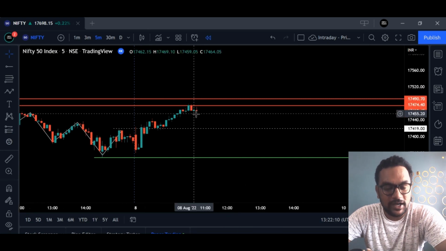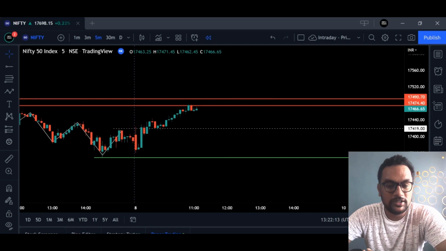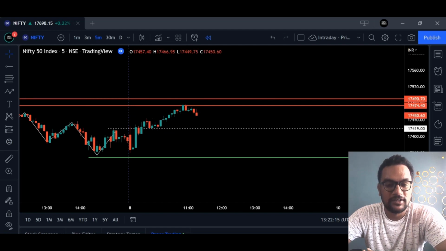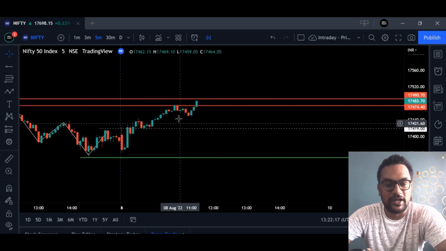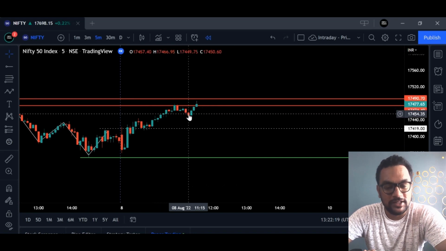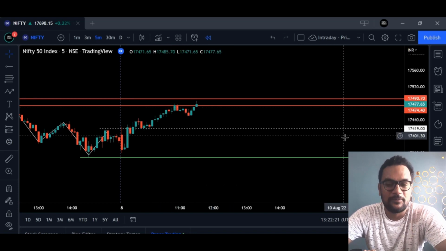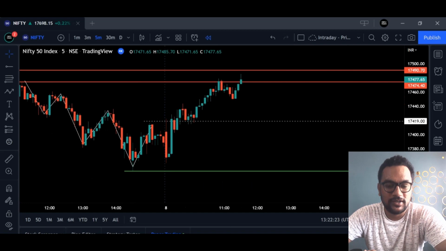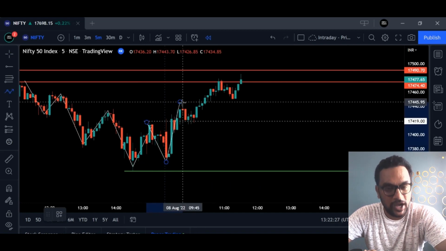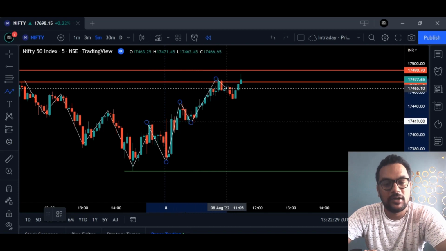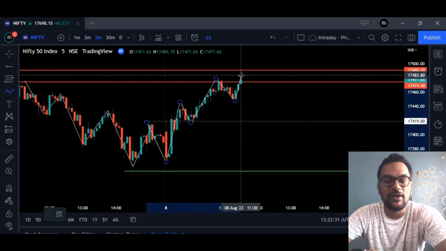The price started moving down, but look at the seller strength. Do you think the sellers are stronger? If the sellers are stronger, they should push the price down, right? See, that's the logic. Look here. The price started moving up, and it is going up. And this is a wave structure, right?